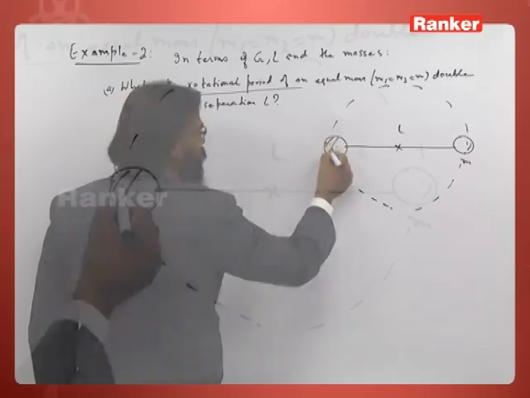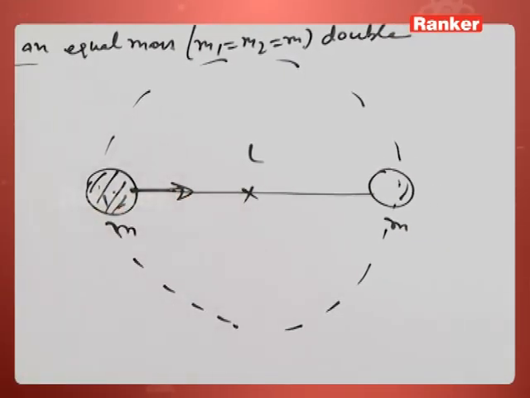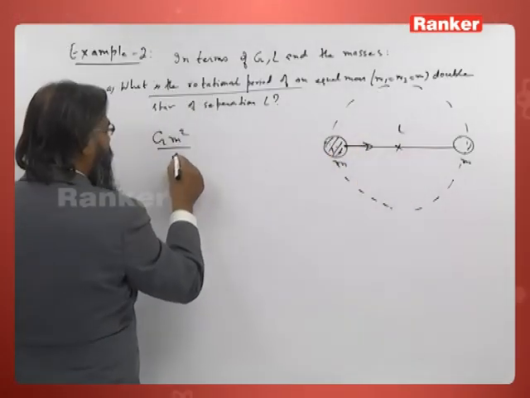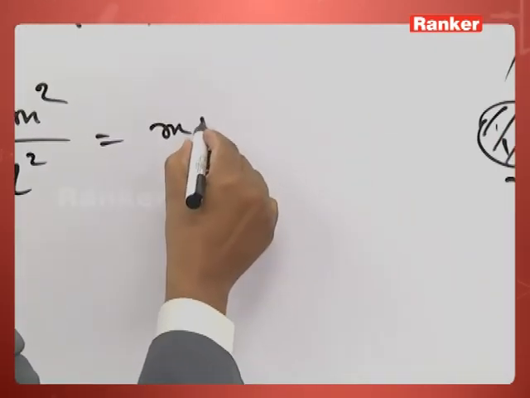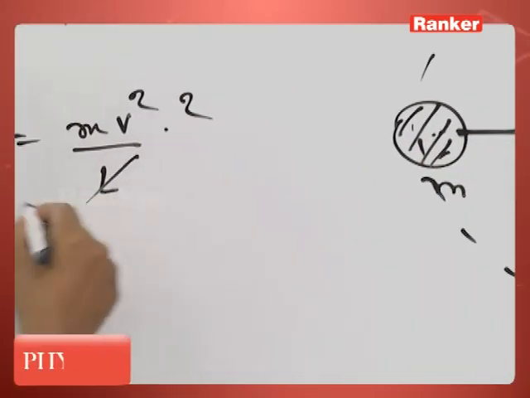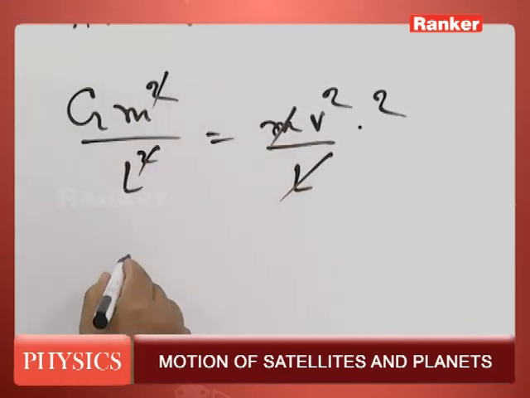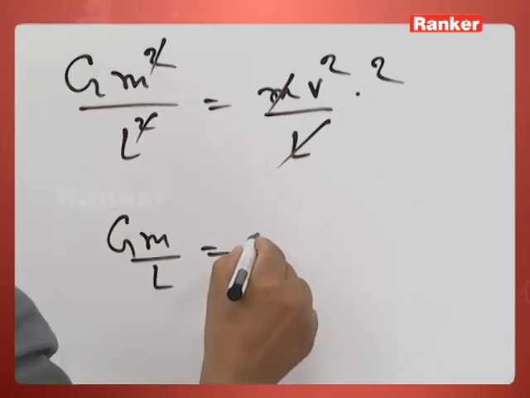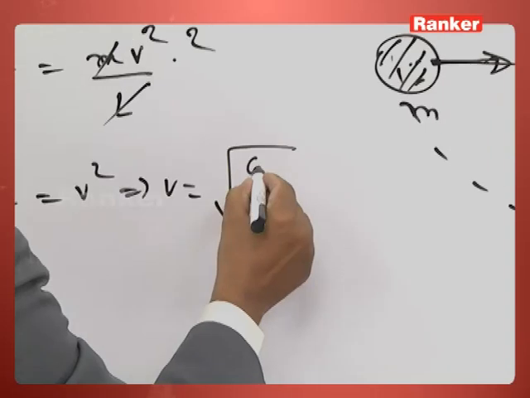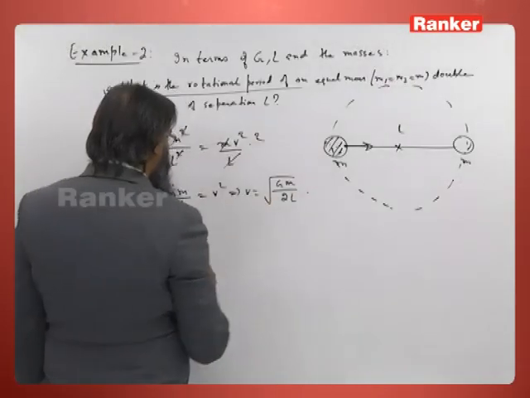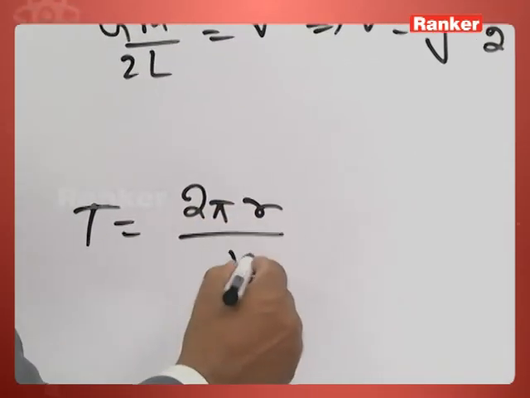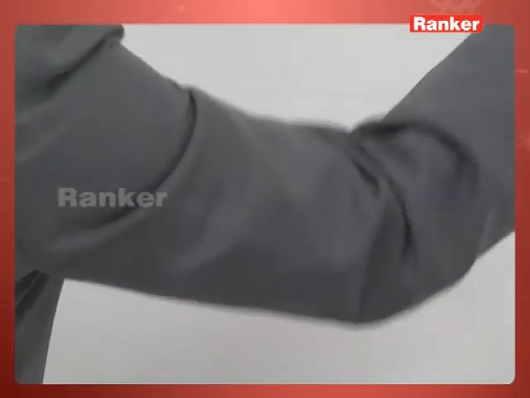So, take up this mass. The attractive force is G m square by L square, the total distance between them being L, and that is equal to m v square by r, where the radius is L by 2. So, one L cancels, and the mass cancels. So, we have v square equal to G m by 2L, which implies v is equal to under root G m by 2L. We have the time period as 2 pi r by v, that is 2 pi, where r means here L by 2.